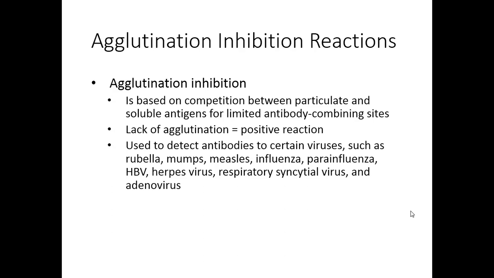What it means is that we are going to add some bound antigen and combine it with antibody and also some soluble antigen. And we're going to look for the presence or absence of agglutination. And this is going to be able to tell us, used in the detection of certain viruses: measles, mumps, rubella, influenza, parainfluenza, hepatitis B, herpes, syncytial virus.